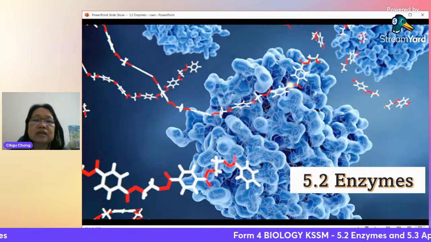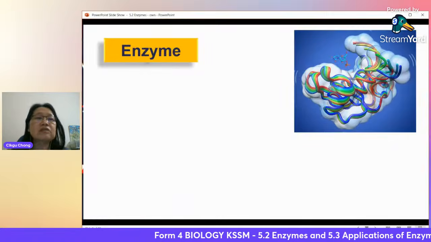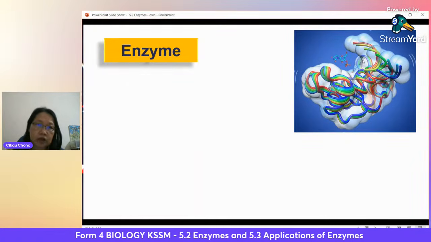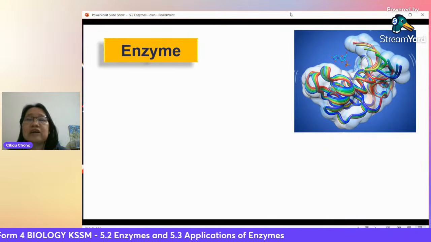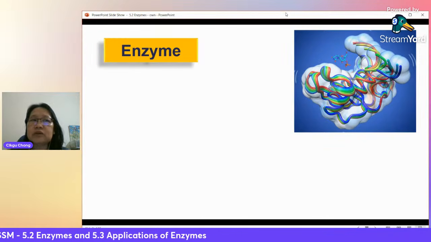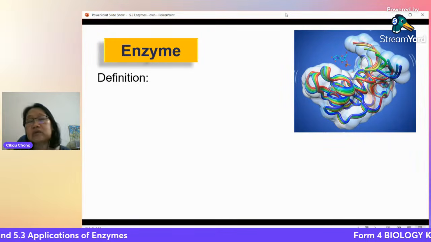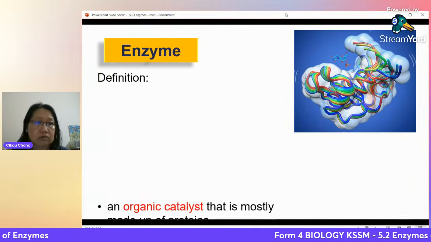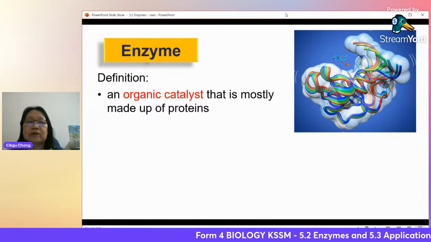Here, 5.2, let me start with, now what is an enzyme? An enzyme is actually a molecule. But what is more important about this molecule is that it can only be made in a cell. It's an organic catalyst.